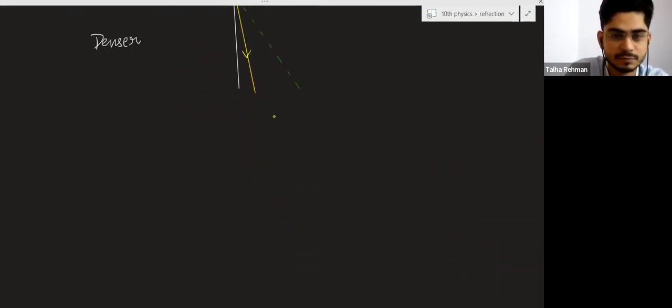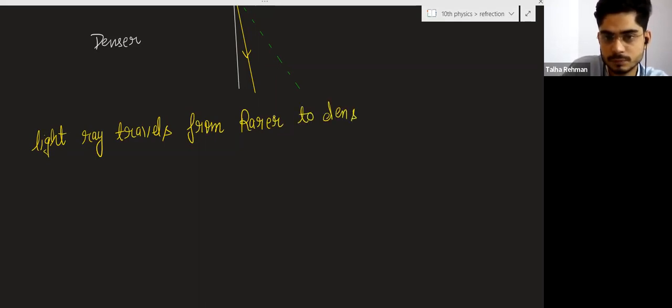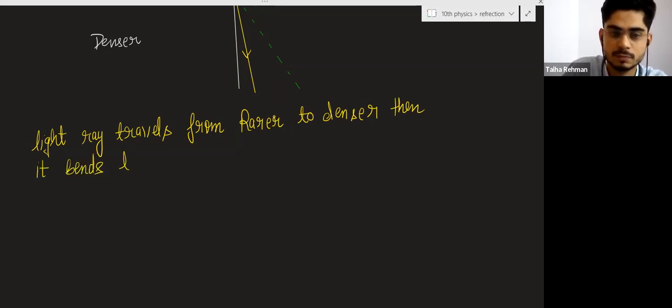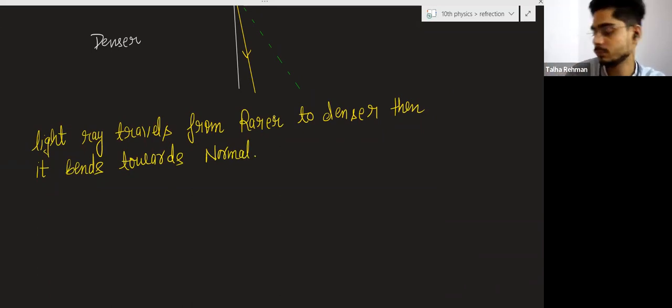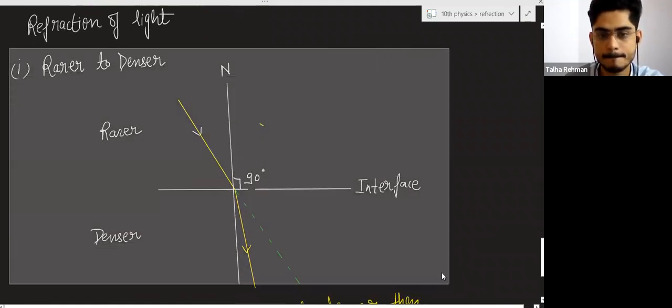Write one line. Light ray travels from rarer to denser, then it bends towards normal. Okay, Azaan? Yes, sir.